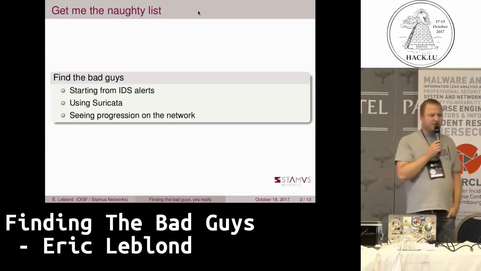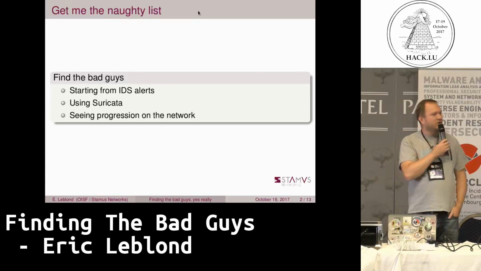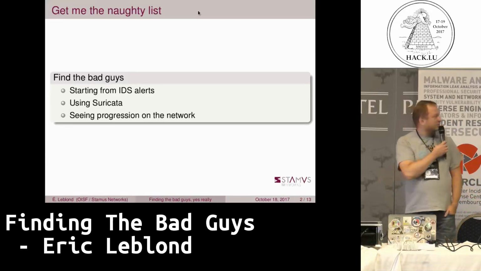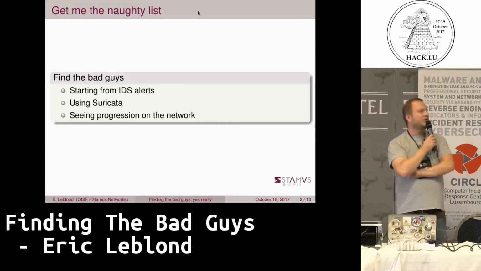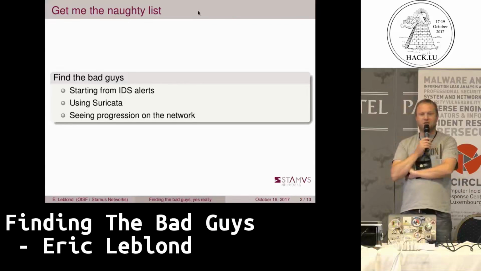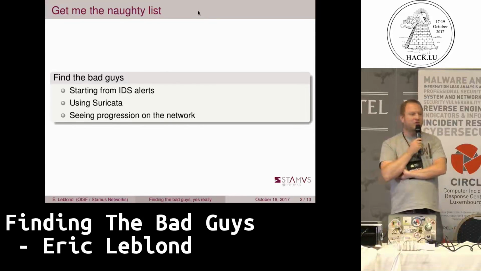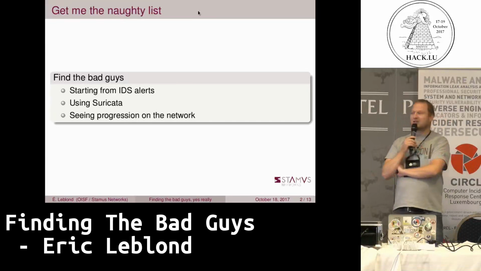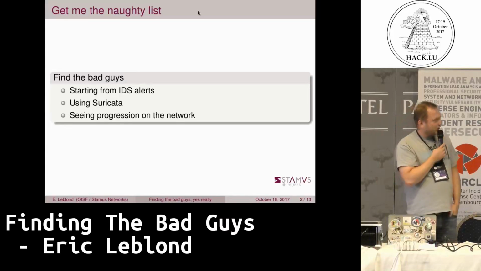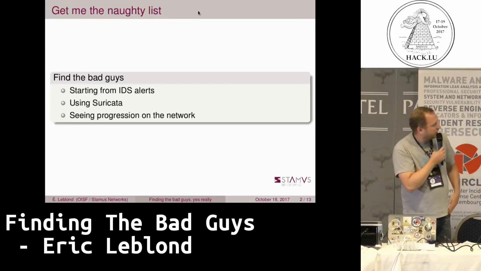IDS have been around for a really long time, something like 20 years. We sniff the network and try to find the bad guys, but in fact not. I was doing an exercise with a red team and a blue team, and I was asked: can you find when the red team is attacking, where they go, so we can see the progression of the red team in the network? All that using IDS alerts from Suricata.